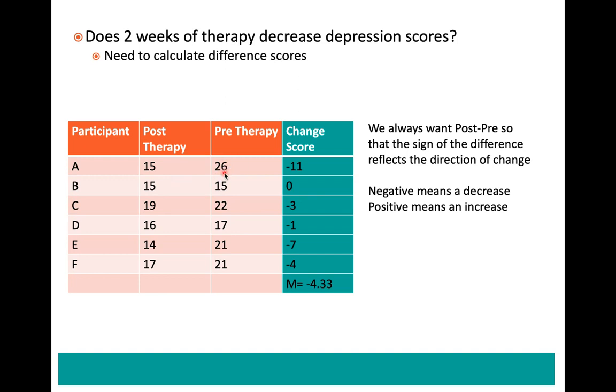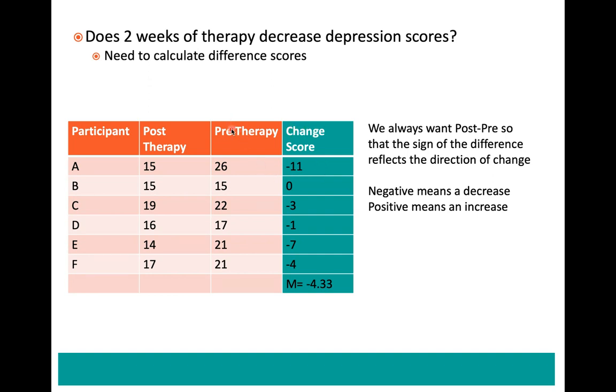Prior to therapy, they scored a 26 on our measure of depression. After therapy, they scored a 15. So they decreased their depression by 11 points. So we do 15 minus 26, which gives me negative 11. And this negative 11 reflects an actual decrease, right? They decreased in depression, so we end up with a negative change score.